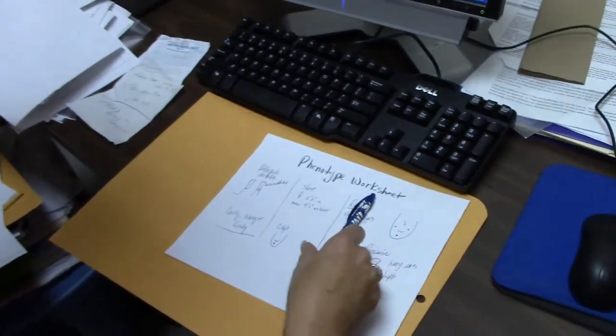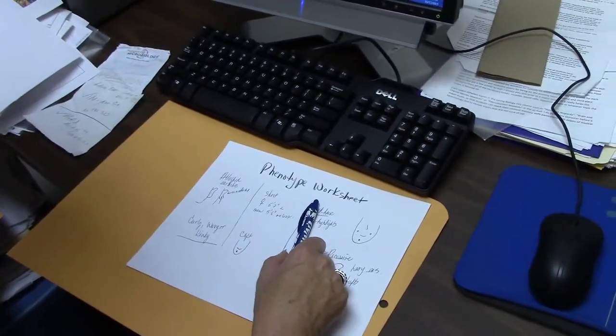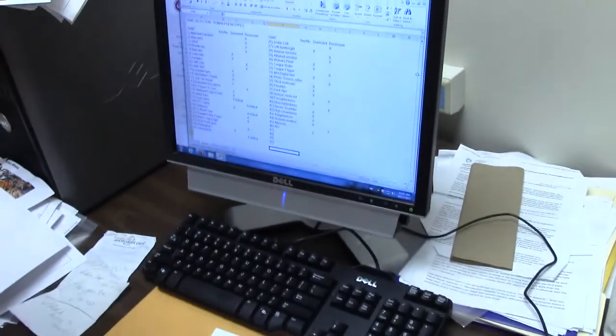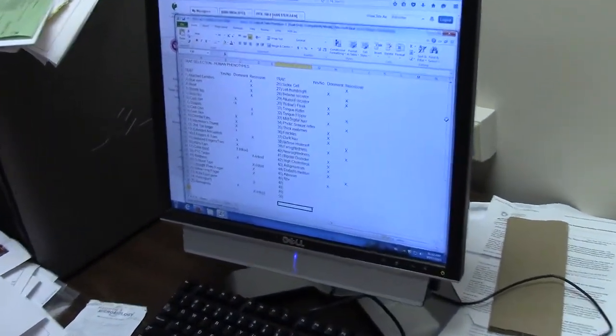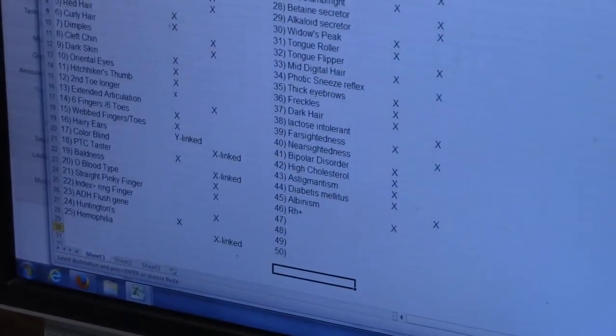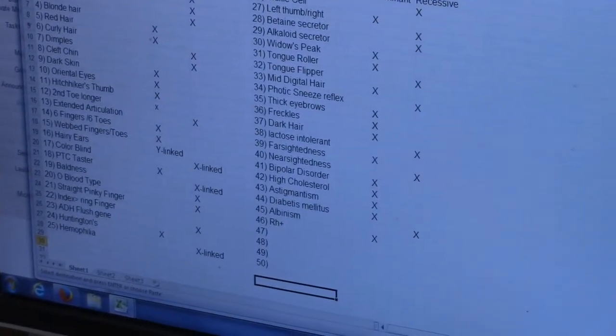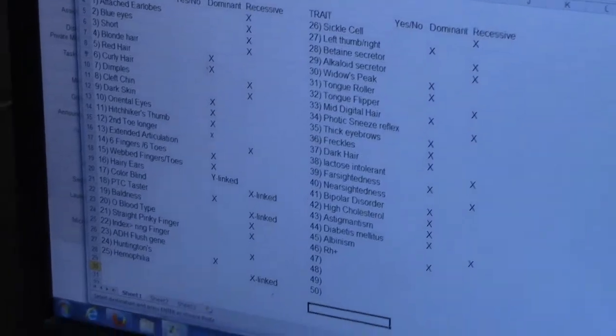Betaine secretor: if you eat some beets and you have blood red urine, then you're a betaine secretor. Alkaloid secretors: if you eat asparagus, you will know if you're an alkaloid secretor because you'll have a really terrible smell.